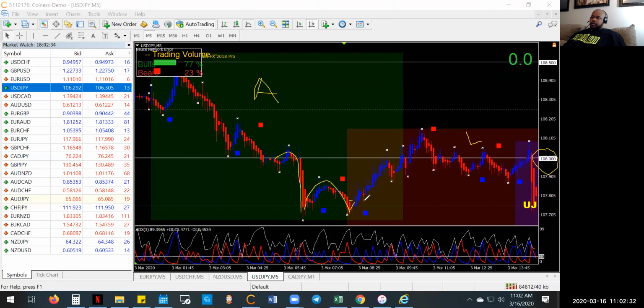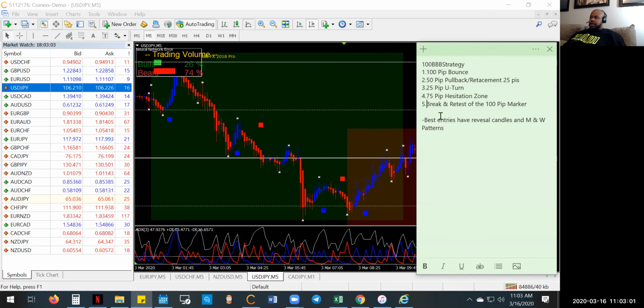Where's our entry going to be? Right here. A U-turn. So it breaks, it only goes 25 pips. So when a market breaks and only goes 25 pips from a 100 pip market that it broke, we look to take the market the other way. And notice I put my best entry practices: best entries have reversal candles and M and W patterns. This would have been a perfect W entry. Your entry could have been right here.